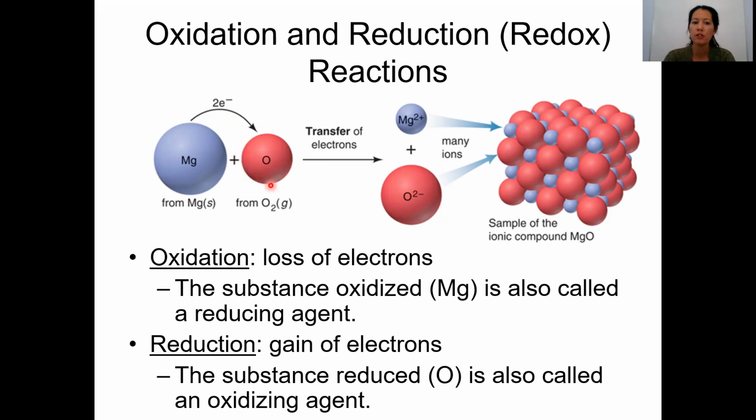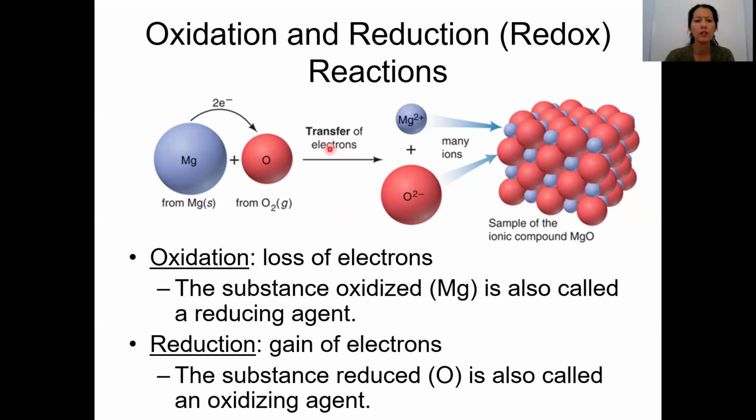Also, oxygen is being reduced because it's gaining electrons. And so the substance that's reduced is O. And I already mentioned O is the oxidizing agent. But the other thing that I should tell you is magnesium's doing the reducing. So magnesium is called the reducing agent. So just to make it clear, the one that's oxidized is reducing the other one. So the one that's oxidized is the reducing agent. The one that's reduced is the oxidizing agent.